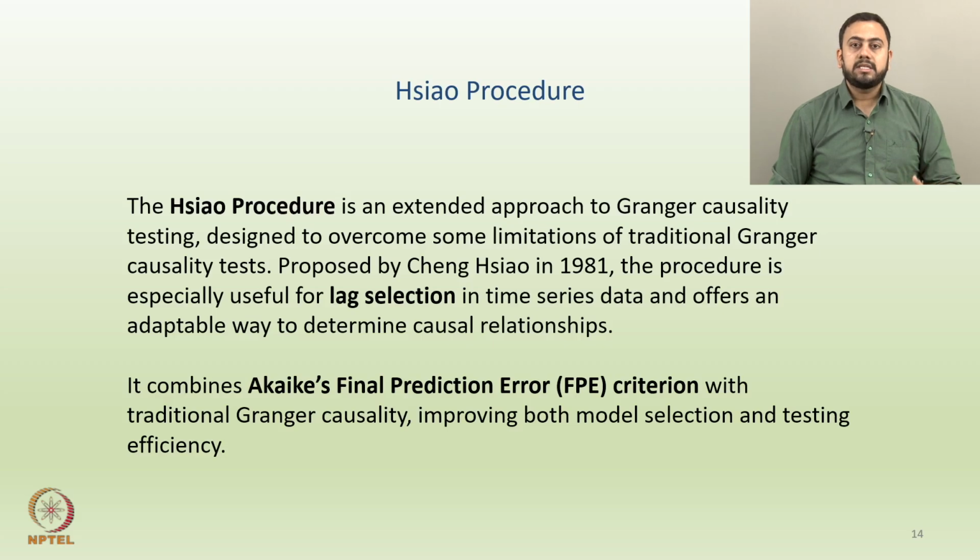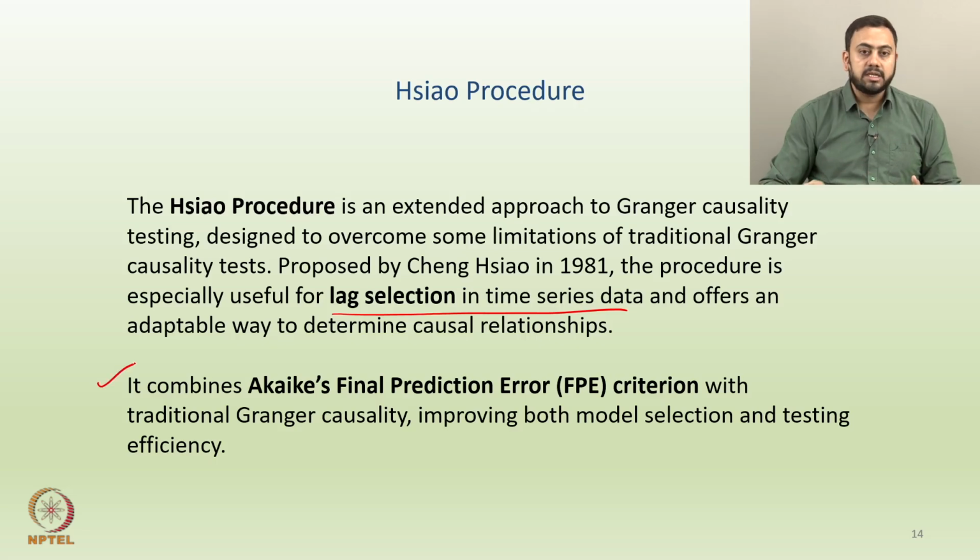And now the second procedure is called the Hsiao procedure, so probably the H is silent here. The Hsiao procedure is an extended approach to Granger causality testing designed to overcome some limitations of the traditional Granger causality tests. By the way, this was proposed by Cheng Hsiao in 1981 and hence the name. The procedure is especially useful for lag selection in time series data and offers an adaptable way to determine causal relationships.